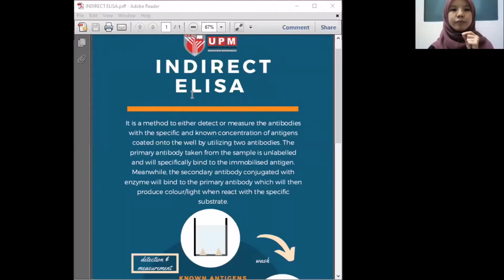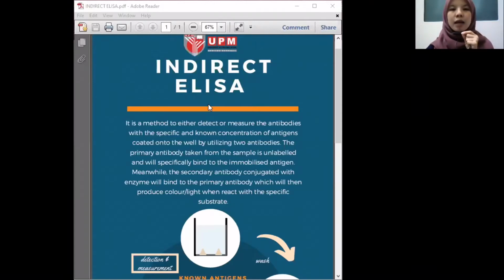Indirect ELISA is a method to either detect or quantitate the antibodies with the specific and known concentration of antigens coated onto the well by using two antibodies. It is called indirect because it utilizes two antibodies, unlike direct ELISA, which uses only one antibody and that antibody is already conjugated with enzyme.